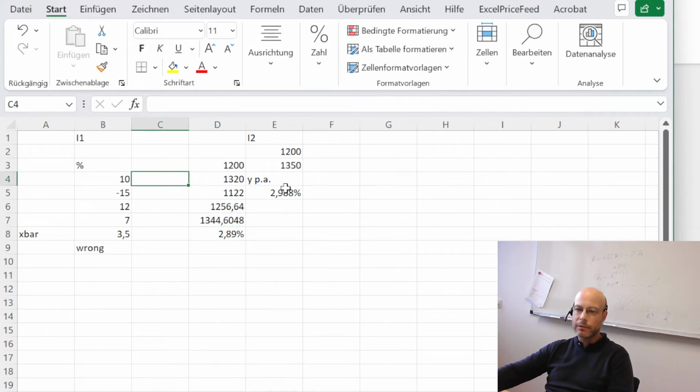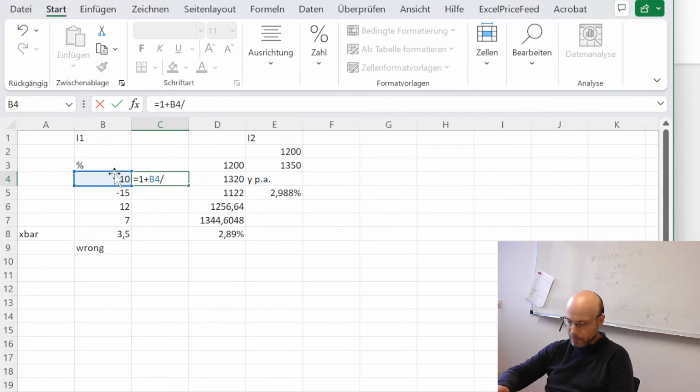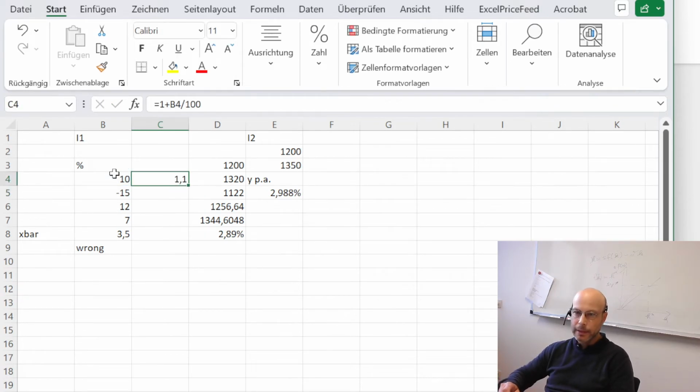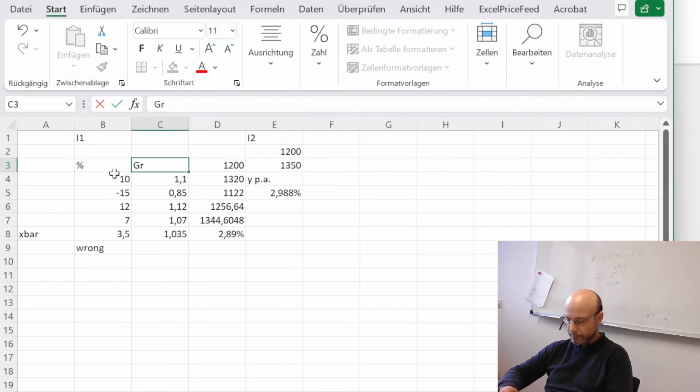But we can also, of course, do it directly. In this case, we just calculate in here the so-called interest factors. So this 1 plus 10/100. So these are the growth factors of every year.